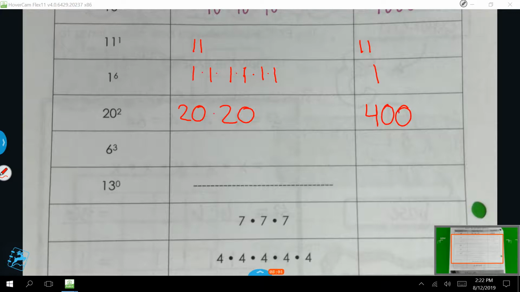Good job. So 20 squared means 20 times 20, and simplified that is 400. 6 cubed means I'm multiplying it 3 times. So then what? 6 times 6 times 6. 36. So then 36 times 6.